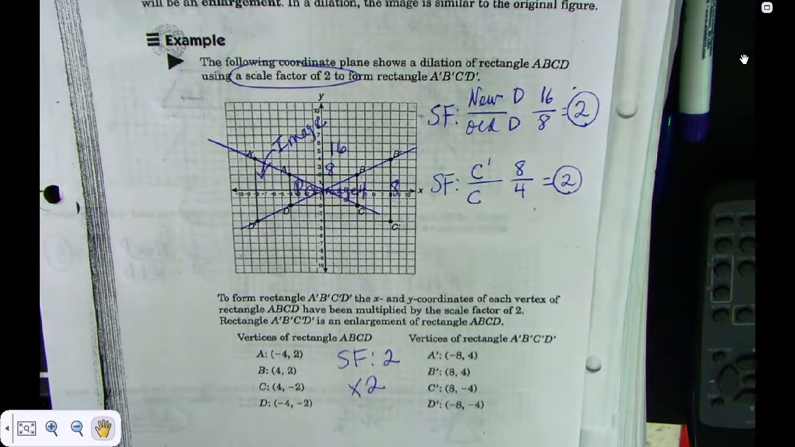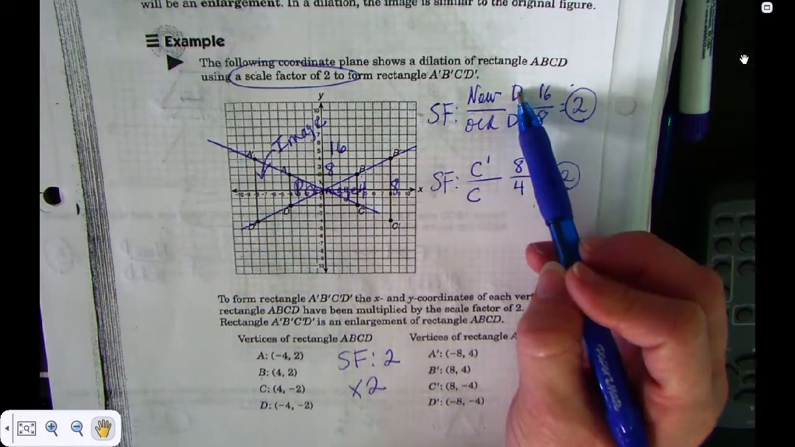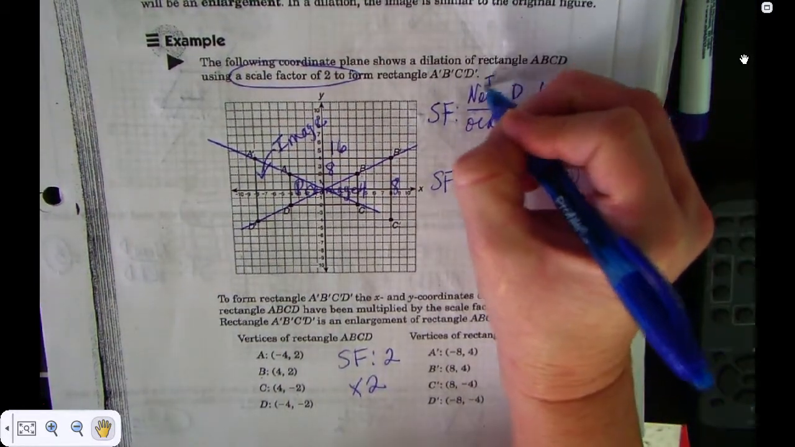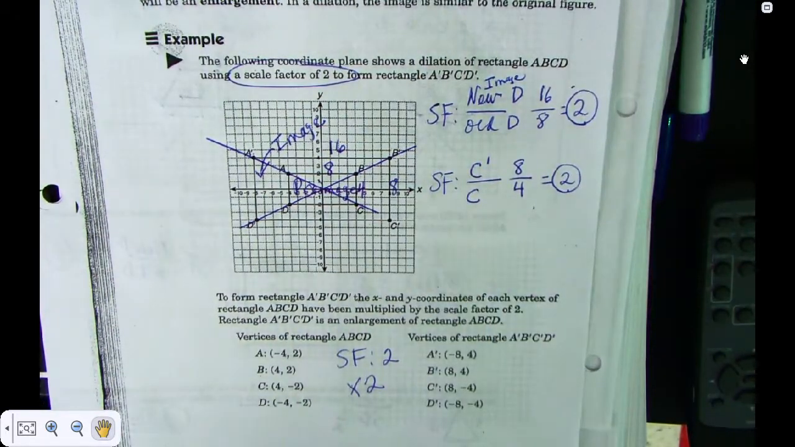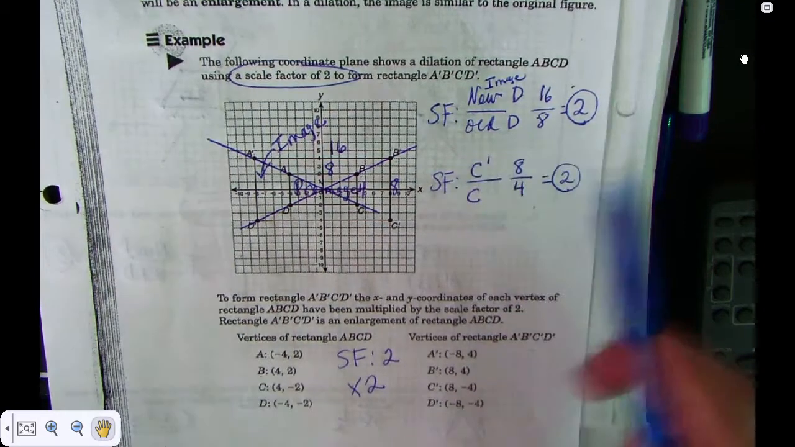Okay. New D. What's the D stand for? Dimension. Good. So the new dimension by the old. The new is the what? Image. How do you know which one's the image? It has the prime marks. Good. The one that has the prime marks, that's the new, that's the image. And you take the new divided by the old. And that gives you the scale factor.